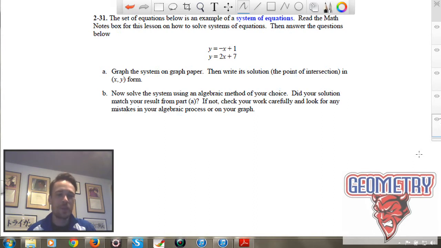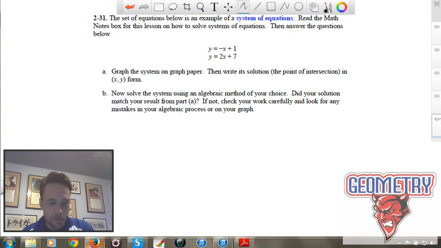Here, we're still in Unit 2, and we're now on problem number 31. Again, some more algebra type stuff. Right here we're solving a system of equations. And so it says, the set of equations below is an example of a system of equations, right? Two equations, two unknowns. The first part wants us to graph it on graph paper.